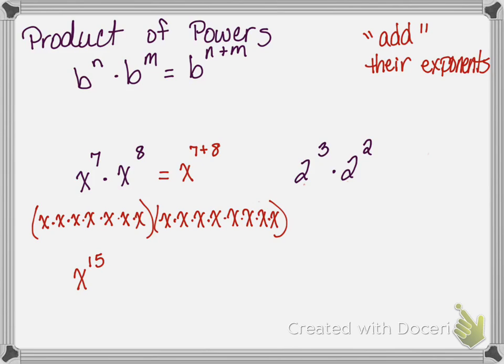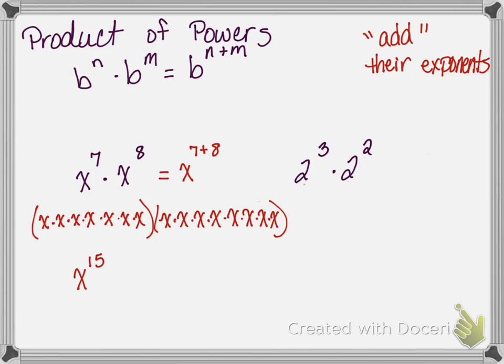The operation that is happening here is multiplication. That's what's happening between the x to the 7th and the x to the 8th. It's multiplication. But the property tells us that when we're multiplying them together, we're able to add the exponents. Okay? Now let's do the next one.